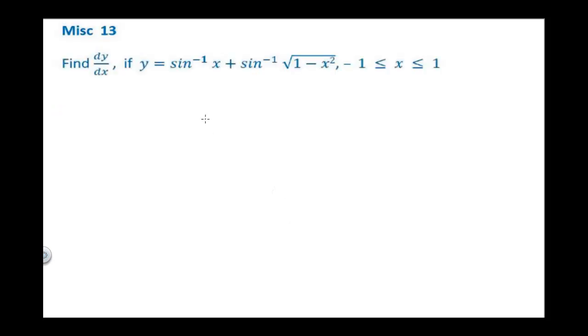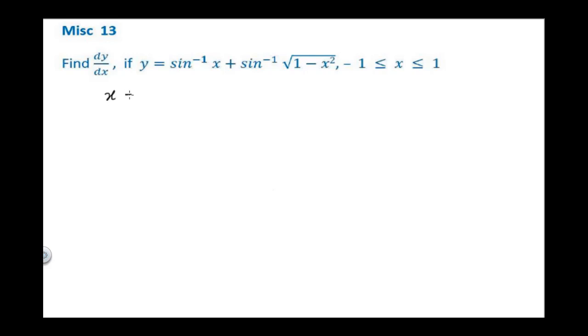Question number 13 of the miscellaneous exercise. Here we have to find dy by dx. y is equal to sine inverse x plus sine inverse of 1 minus x square. Here substitution will work better and will lead you to fewer calculations and fewer errors.